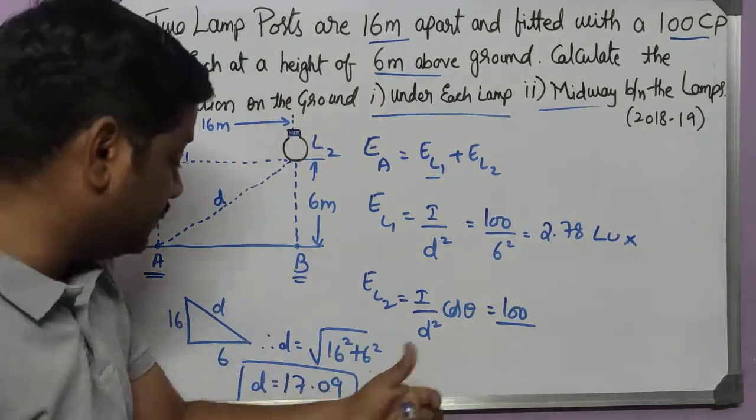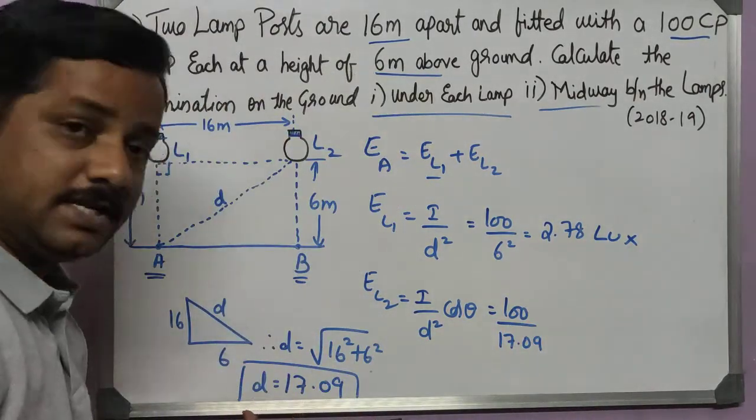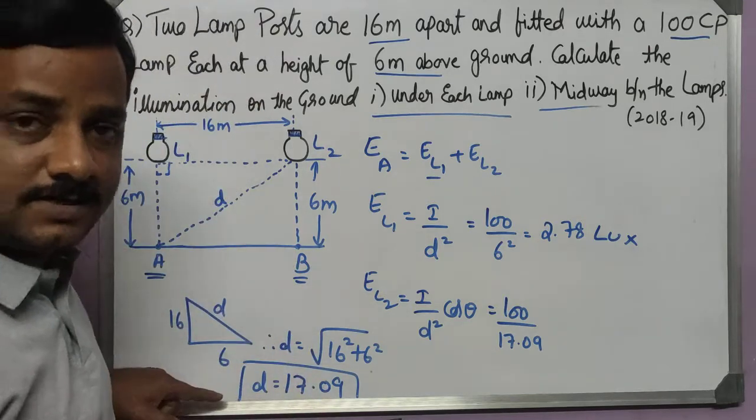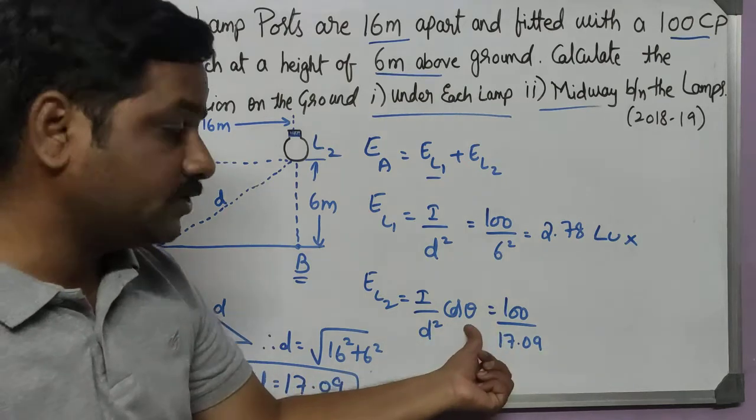So if we obtained D, just substitute it here, 17.09. This is clear. Okay. So you should be very careful here. You should take the right angle triangle. Now let's see for cos theta. Using this triangle, find cos theta. That is what you need to find.